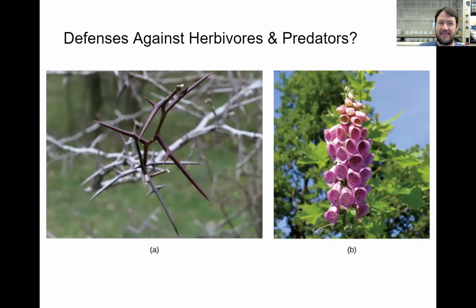Okay, some defenses against herbivores. Here on the left, we have some physical defenses. I believe these are acacia thorns, which are not pleasant for herbivores trying to eat this plant, or actually even hang out near this plant. So those are going to deter certain herbivores for sure.